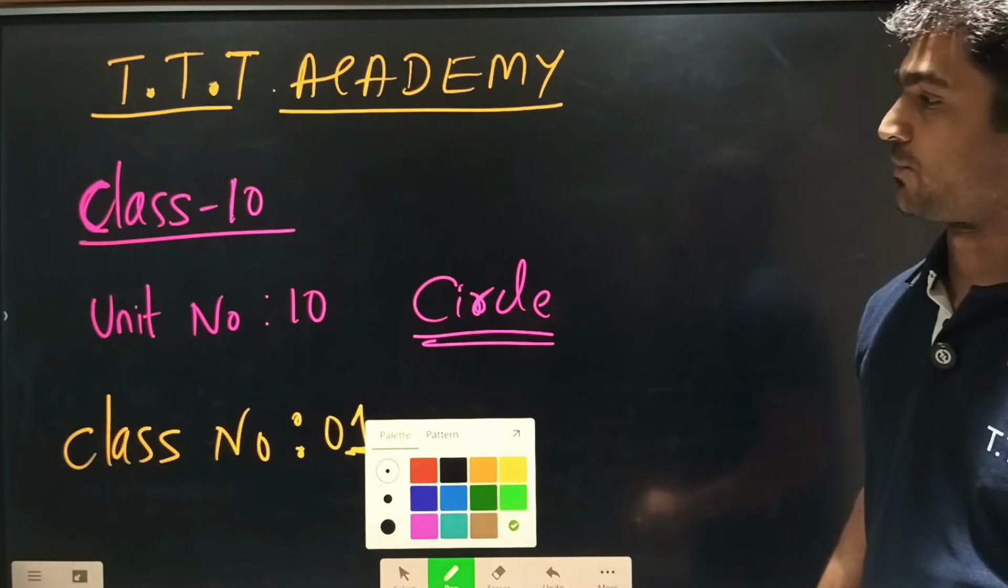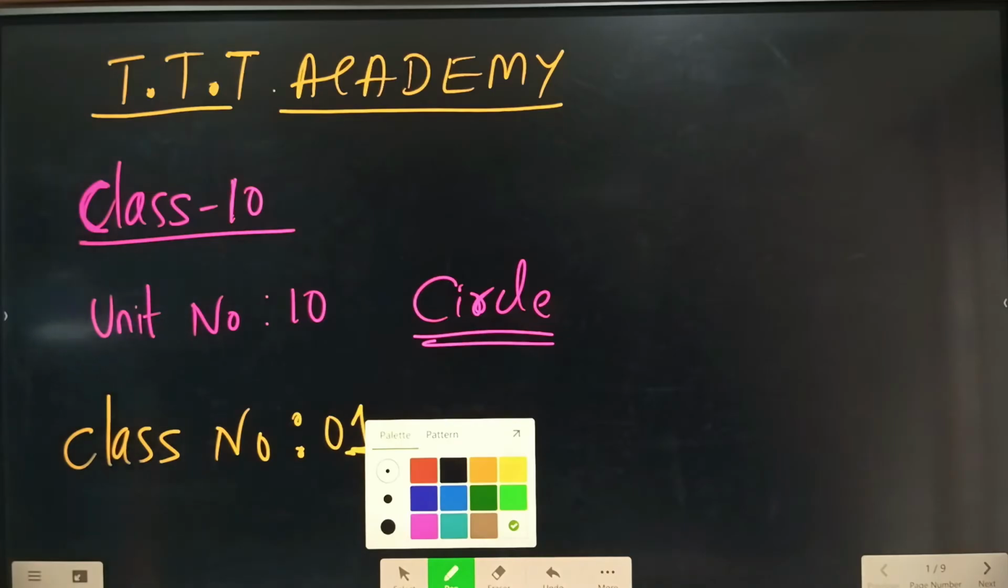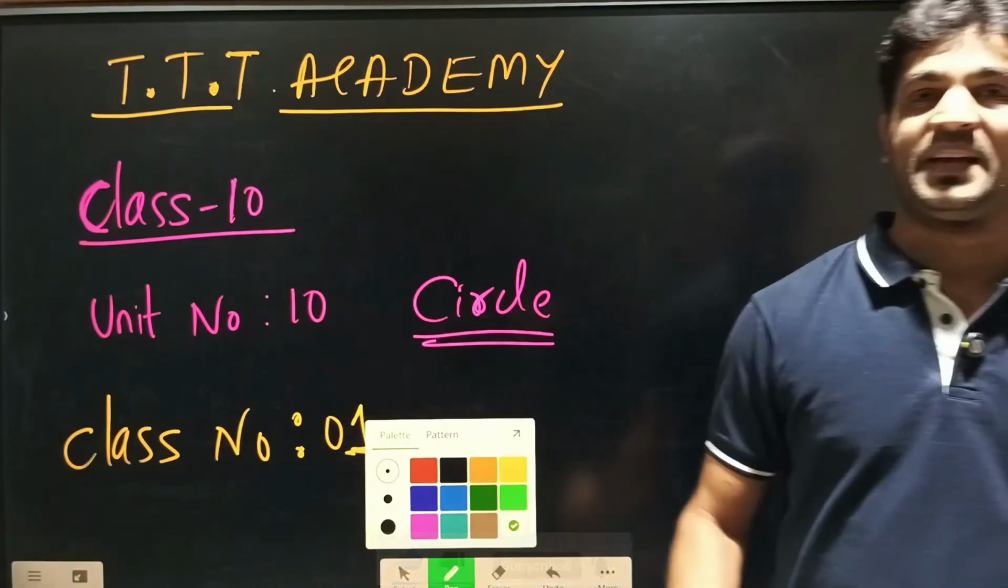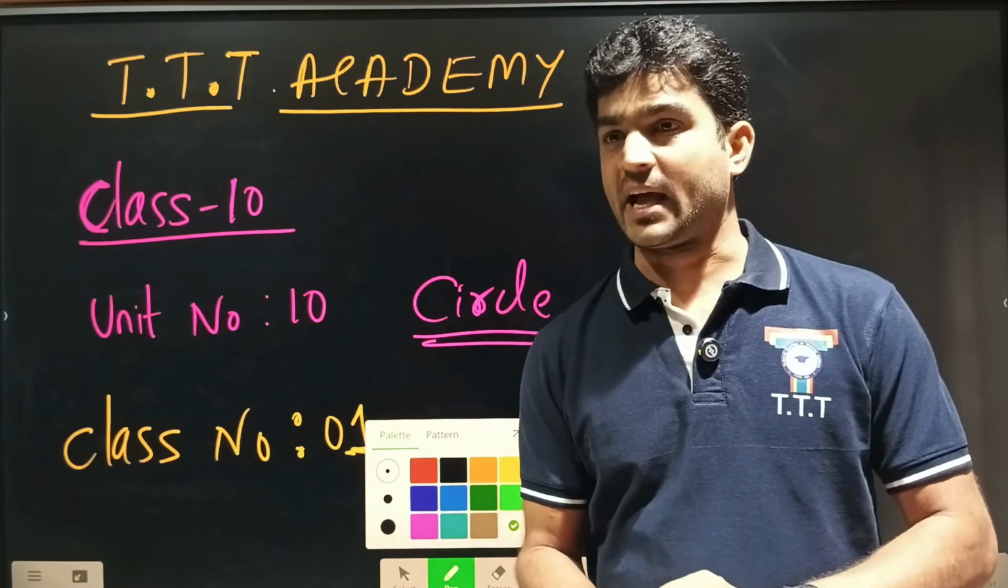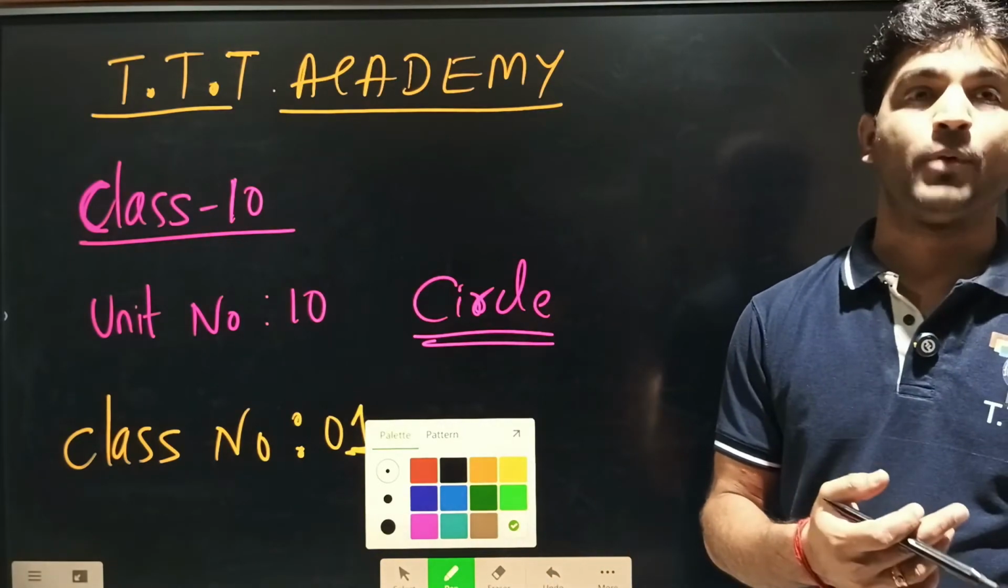So this is chapter number 10 according to your NCERT syllabus. This is class number 1. Okay. So, circle, in the circle chapter, starting you should know about the basic definition of circle as well as radius, diameter, curve, secant, tangent, point of contact.